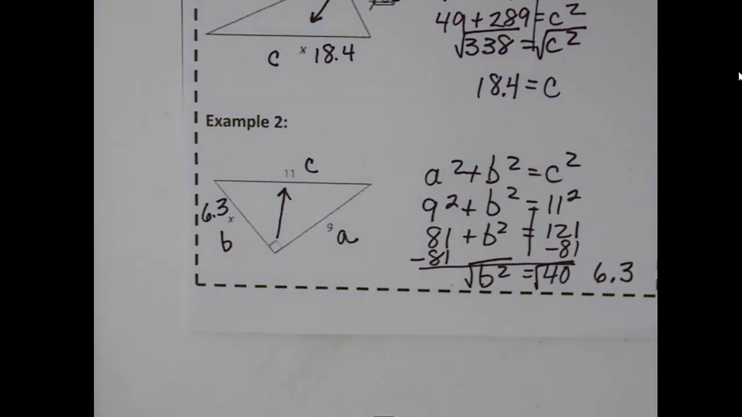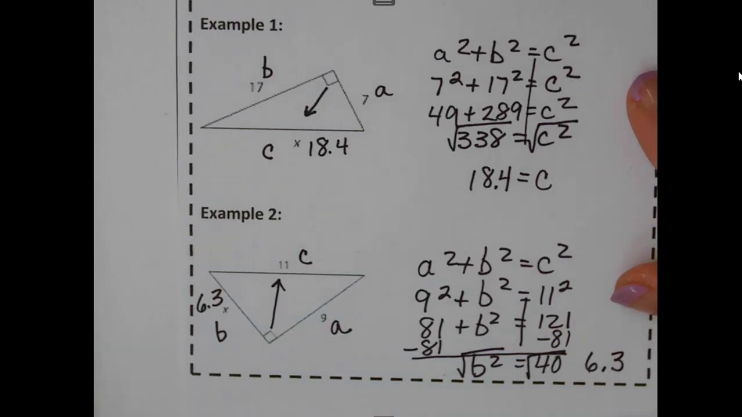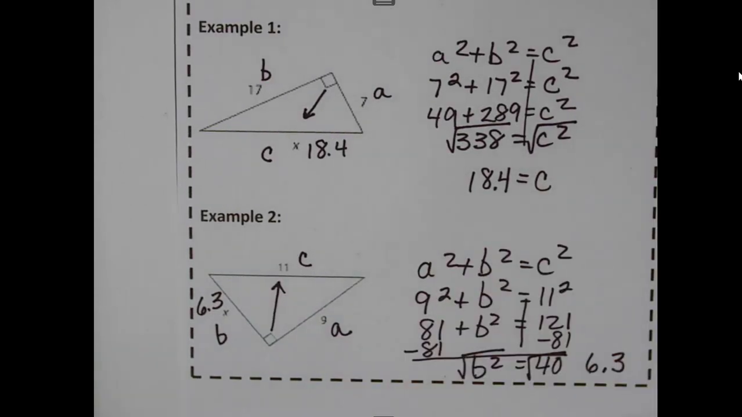So the big thing you need to determine when you're working these out today is decide if you're missing the hypotenuse, or decide if you're missing the leg. Start off with that Pythagorean theorem, then substitute in what you know and just solve from there.